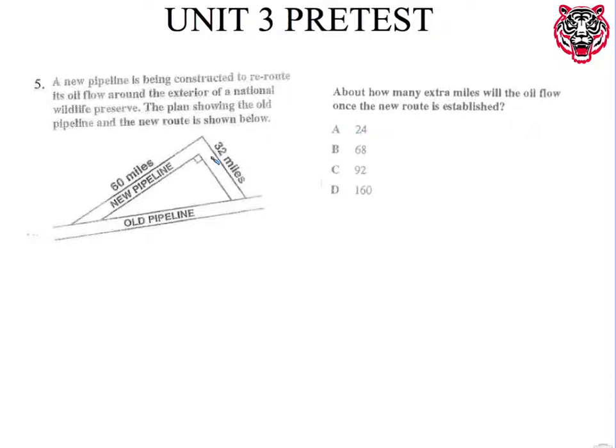All right, so the new pipeline goes 60 and 32. So the new pipeline goes 60 plus 32, and that is equal to 92. But it's how many extra miles? So we need to figure out what the old pipeline is. So we have to find the old, and that's using Pythagorean theorem.